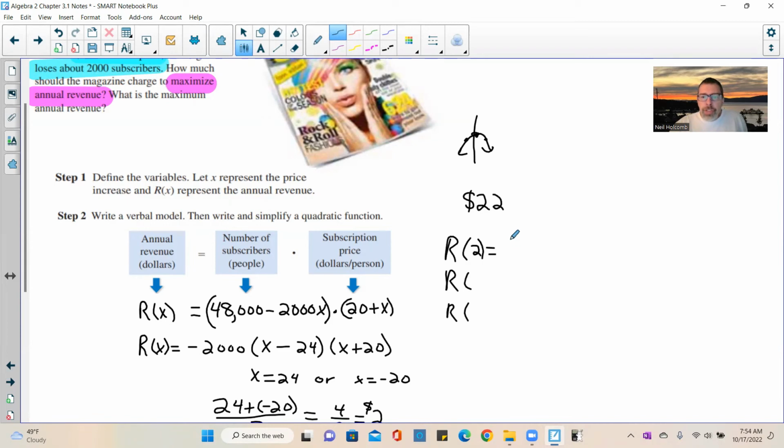So R of 2 is going to be negative 2,000 times 2 minus 24 times 2 plus 20. And when I simplify R of 2, that's going to be negative 2,000 times negative 22 times 22. So R of 2 is going to equal, and let me just grab the calculator there for some fairly large numbers.